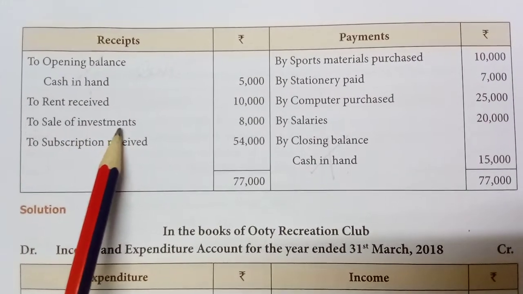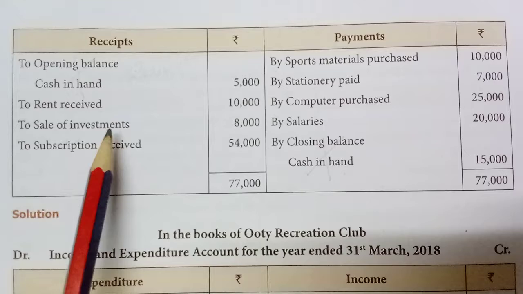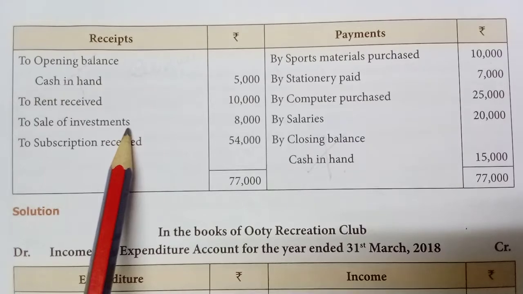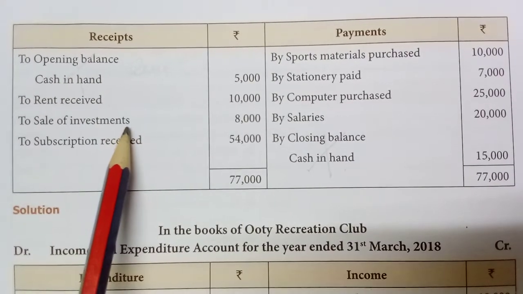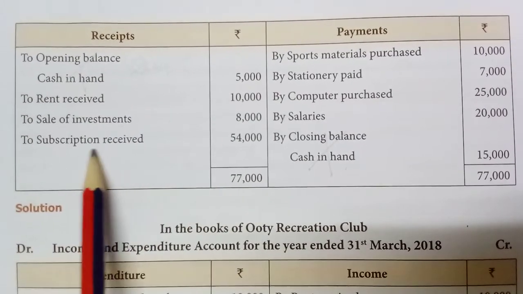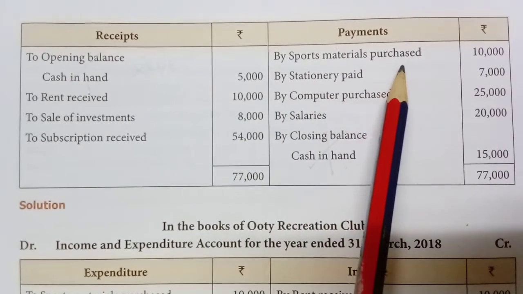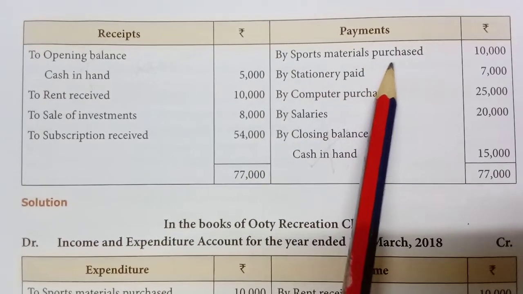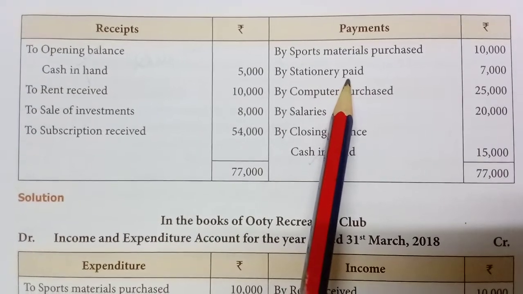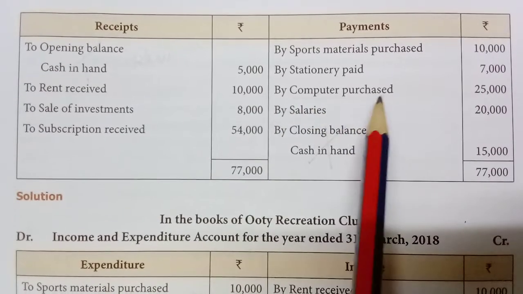An asset. So we should not take this one. Sale of investment we should not take, because if we sell an investment, that is like an asset we are selling. Only profit or loss on sale of fixed asset should be taken. Then subscription received, nothing is given, so this is revenue nature. Then sports materials purchased, already we studied, revenue items, because often we purchase. Stationery paid, very much revenue nature, often we purchase. Computer purchased is an asset, office equipment. This will not be coming.